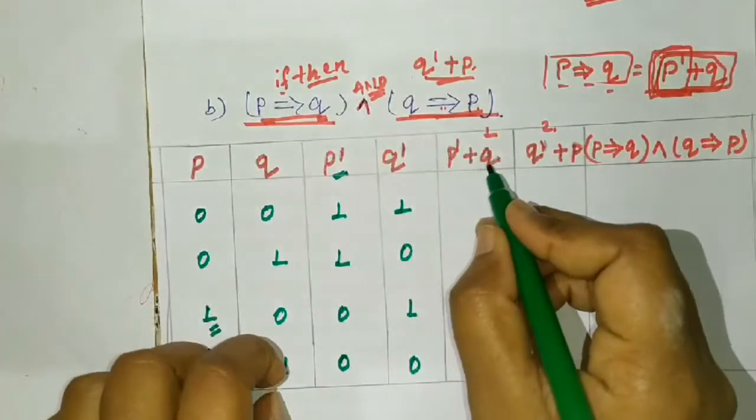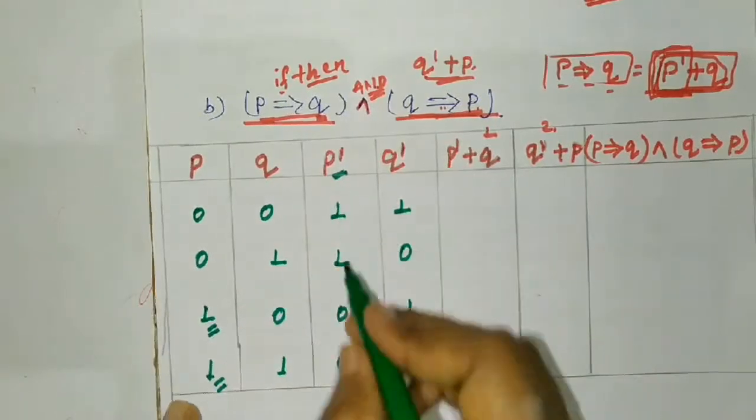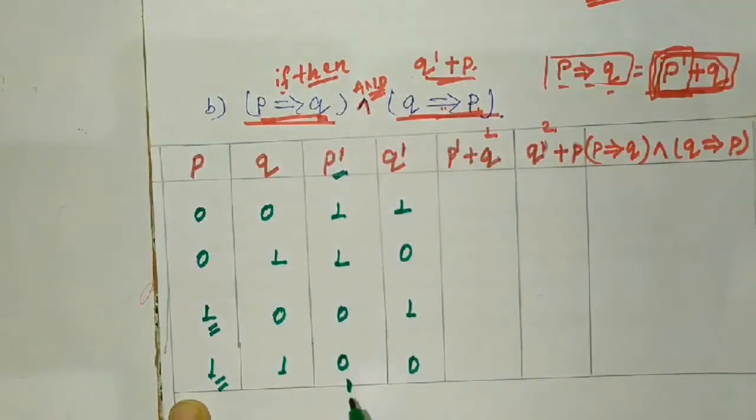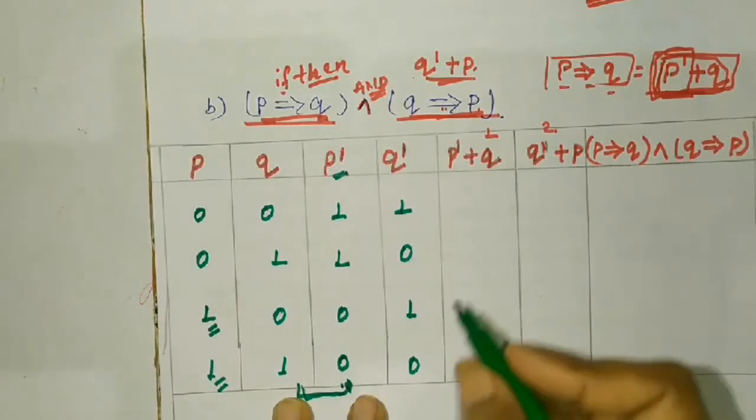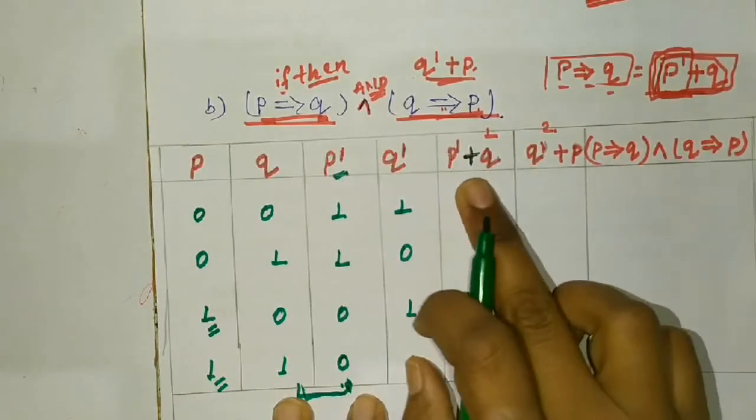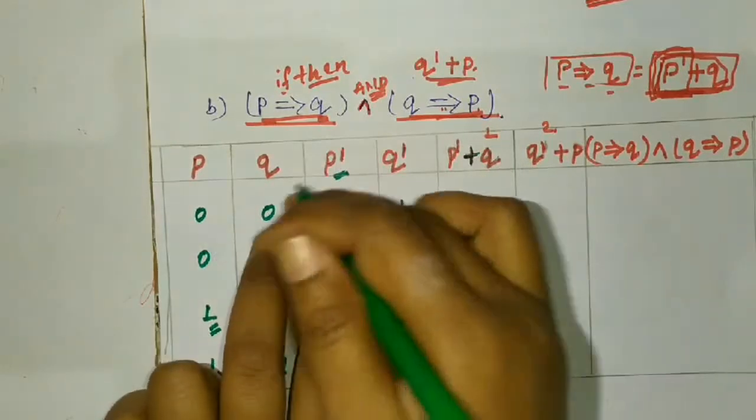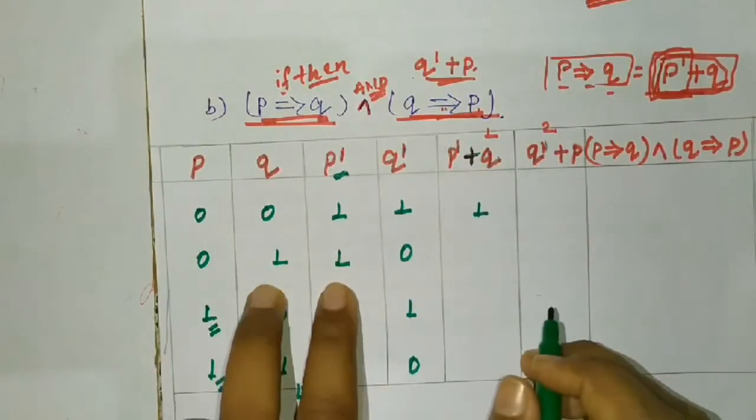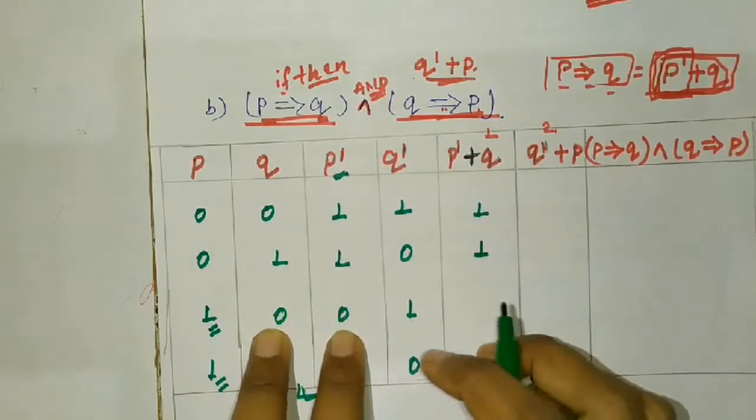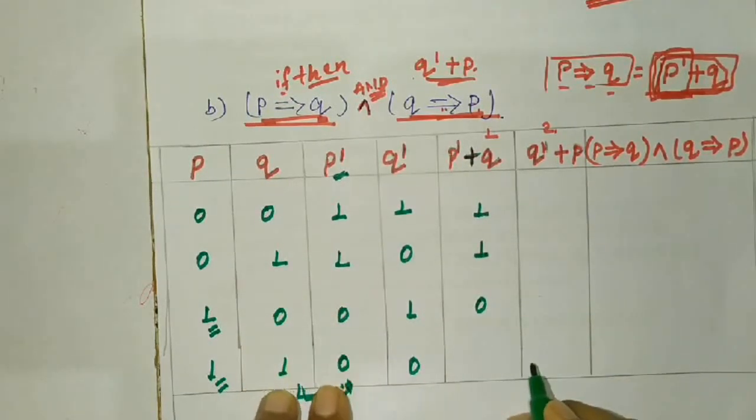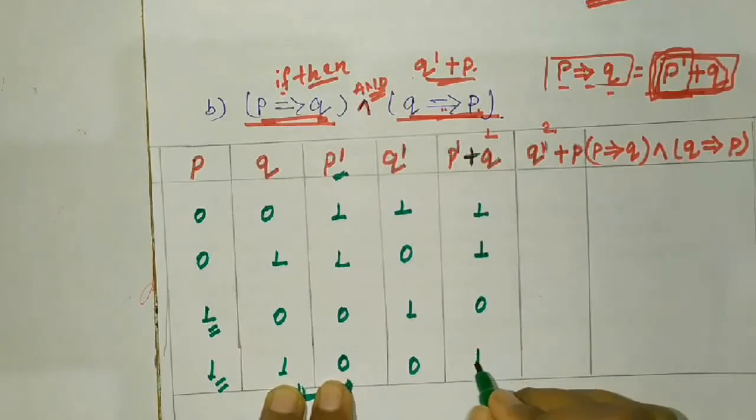Then P dash plus Q. Here this is P dash and this is Q. We have to add these two numbers. 0 plus 1 is 1, 1 plus 1 is 1. In binary, 1 plus 1 is 1, 0 plus 0 is 0, then 1 plus 0 is 1.